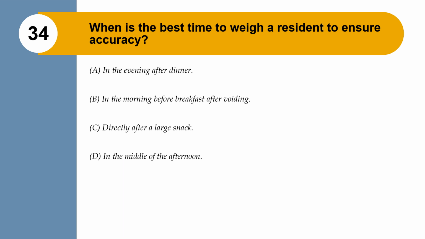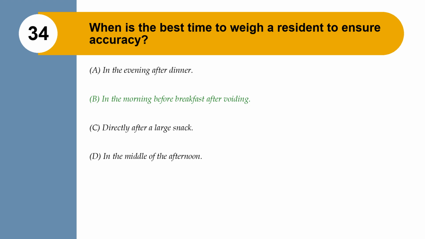Question 34. When is the best time to weigh a resident to ensure accuracy? Option A, in the evening after dinner. Option B, in the morning before breakfast after voiding. Option C, directly after a large snack. Option D, in the middle of the afternoon.